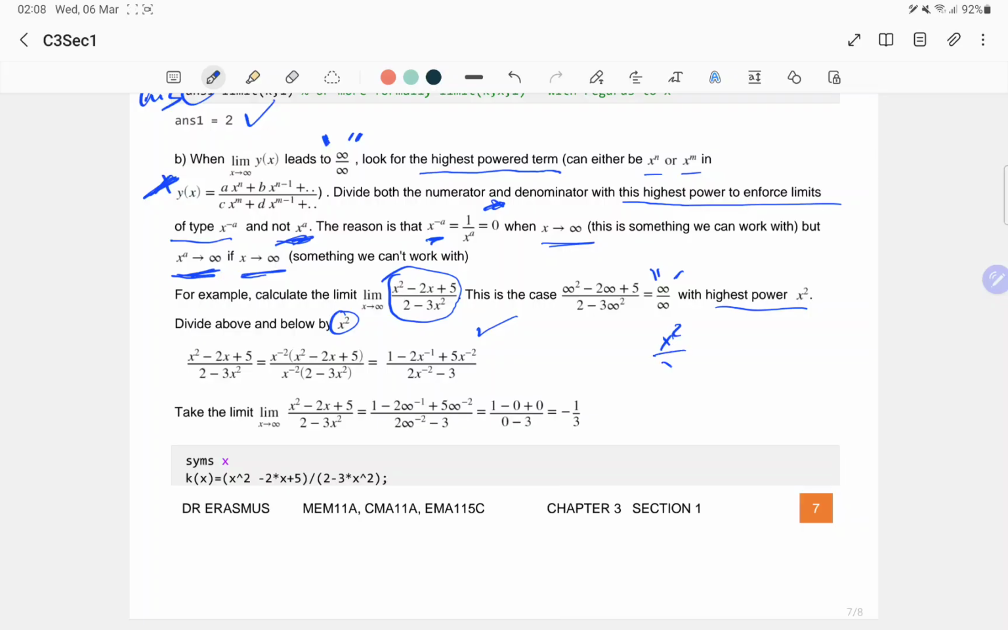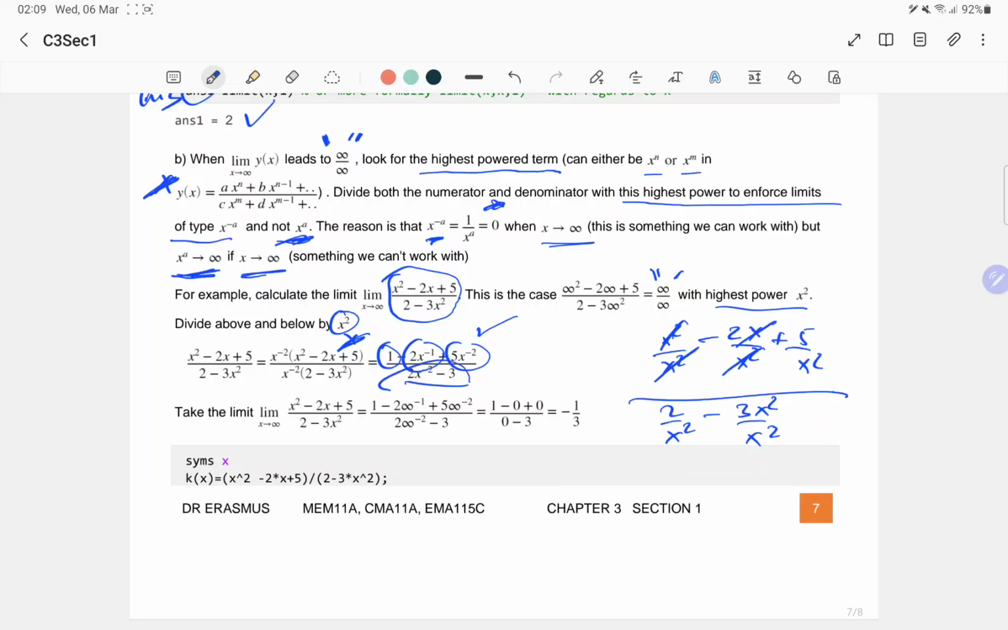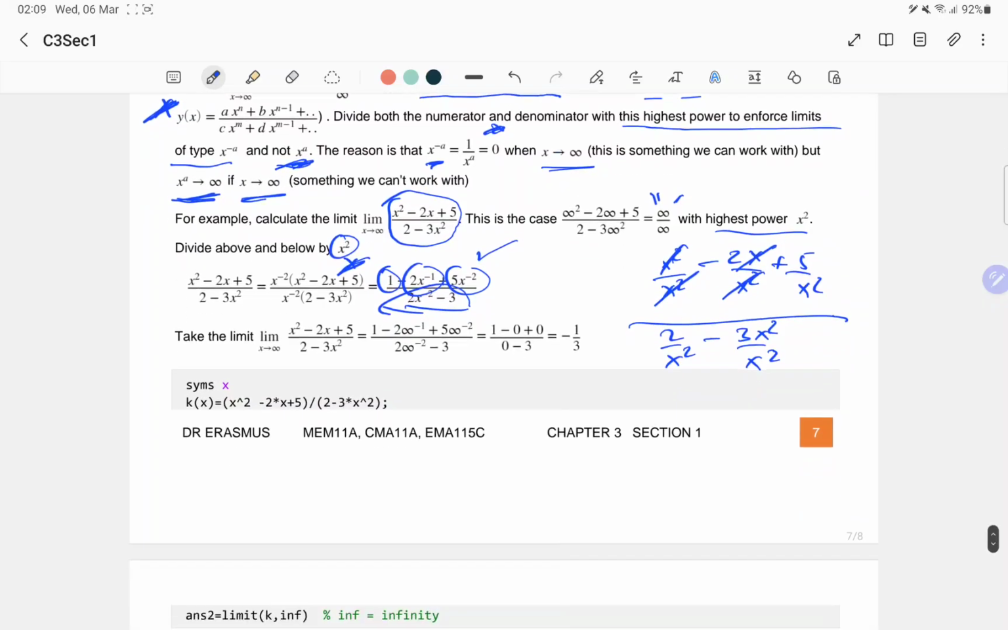So you're going to say x squared divided by x squared, minus 2x over x squared, plus 5 over x squared, over 2 over x squared minus 3x squared over x squared, which is just this. So this divided by this gives us 1. This divided by this gives 2 raised to the power minus 1, and this 5x raised to the power minus 2, and this would be our numerator. So take the limit.